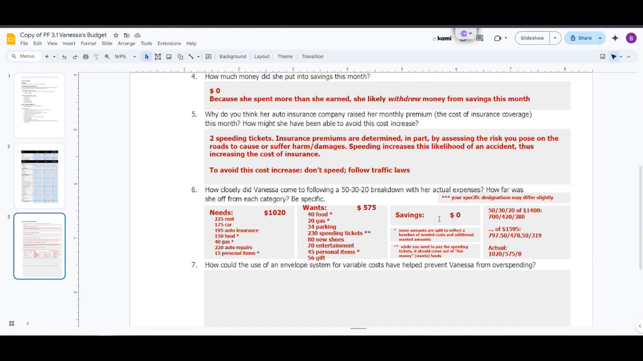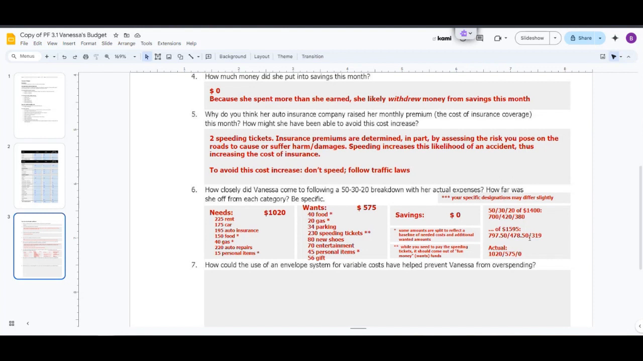All right. Breaking down the plan for her 1,400, when she planned on earning 1,400, a breakdown of that would have been 700 to needs, 420 to wants, and 380 to savings. If we look at what 50, 30, 20 would have been of her actual spending, it'd be nearly $800 to needs, just under 500 for wants, and 319 for savings. Again, she obviously spent more on needs and wants because she put nothing into savings.